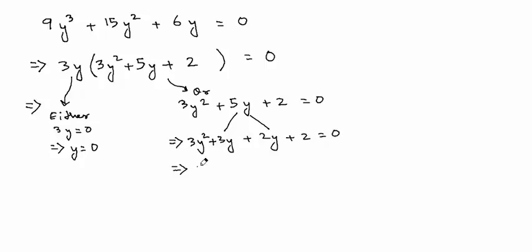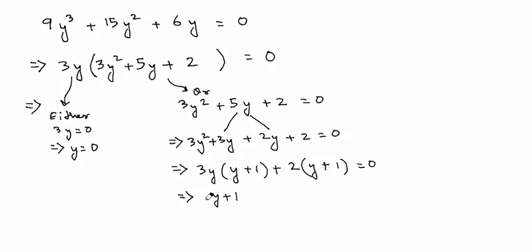3y times y is 3y squared, plus, if you take a 3y out of a 3y, you're left with a 1. 3y times 1 is 3y, plus, common factor between 2y and 2 is 2. If you take a 2 out of 2y, you're left with a y, plus 2 times 1 is 2, is equal to 0. Therefore, y plus 1 is the common factor between these two terms. Let's take that out, times what's left is a 3y from here plus 2.